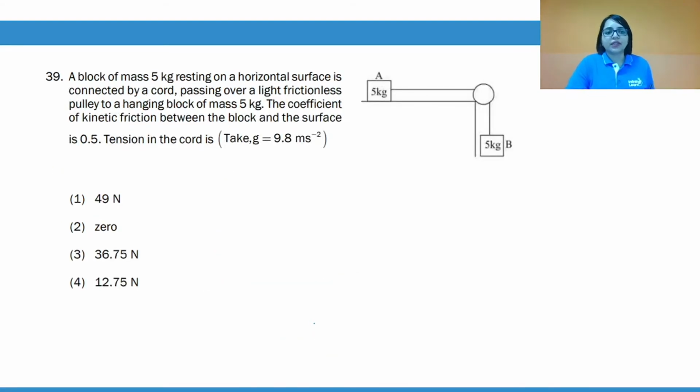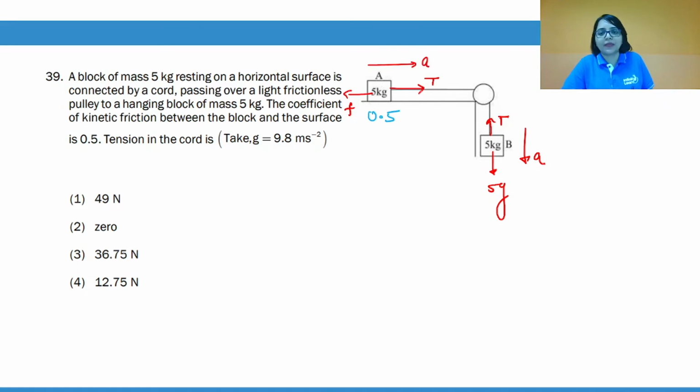Next is question number 39. A block of mass 5 kg is resting on a horizontal surface, connected by a cord passing over a light frictionless pulley to a hanging block of 5 kg. The coefficient of kinetic friction between the block and the surface is 0.5. We need to find the tension in the cord. So basically this 5g will be in the downward direction, tension will be upward, and let's say it is moving in this direction with acceleration a. This 5 kg will experience tension in this direction, friction backward, then acceleration a, right?